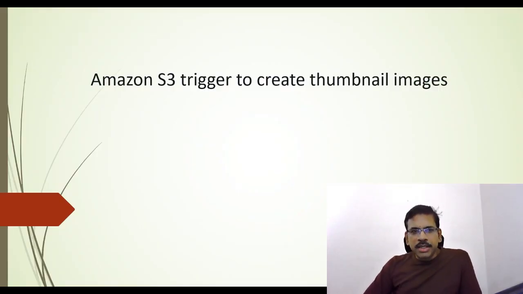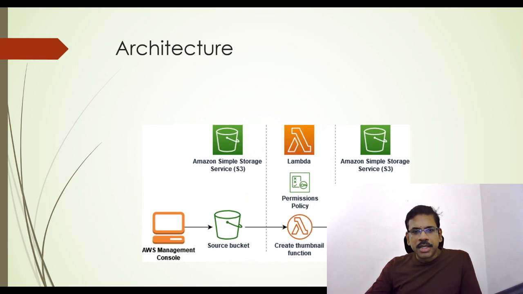Now, let us see how to set up Amazon S3 to trigger a Lambda function to create a small, cute thumbnail image. Let us focus on the architecture of this solution. Let's say you have a source bucket. This time we will upload files from the management console, but we can set up this bucket to receive uploads from the application. This is a source bucket.